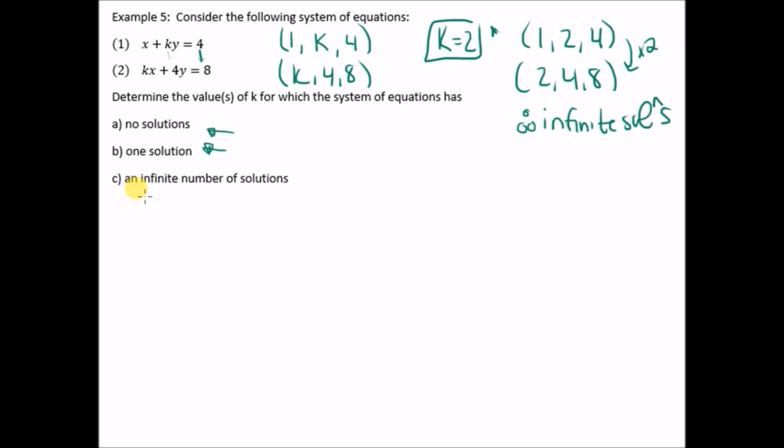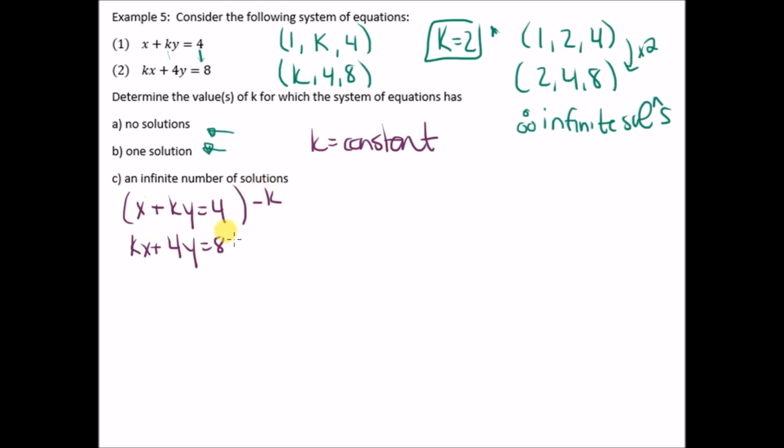Okay, so what we're going to do is I'm going to write out x plus ky equals 4, and kx plus 4y equals 8. Just keep in mind, k is just some constant, so it's like a constant number. Okay, so what I'm going to do first is multiply equation 1 by negative k.